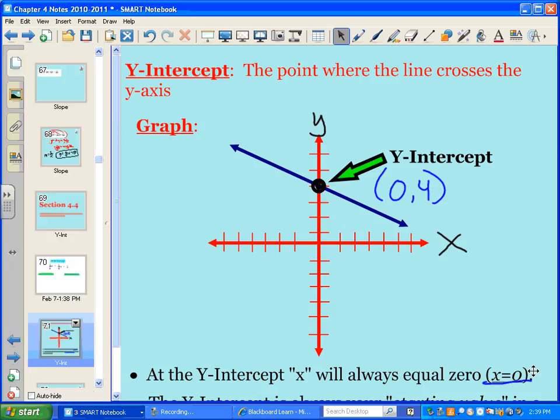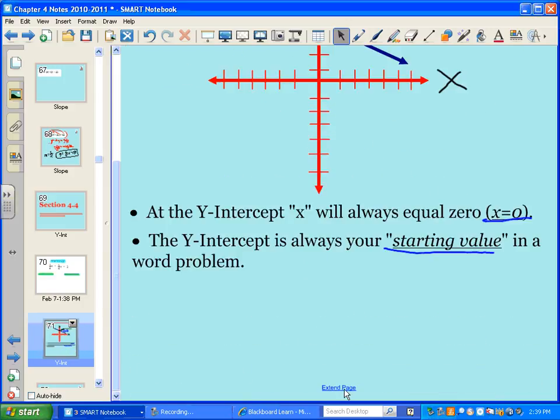Okay, at the bottom of that, there's a couple things you need to fill in. One of them says, at the y-intercept, x will always equal 0. In parentheses, all you need to do is write down x equals 0. And then the second bullet says the y-intercept is always your "starting number." You could also say beginning number, B means beginning, in a word problem. So we now have to take our scenarios and figure out the starting point.